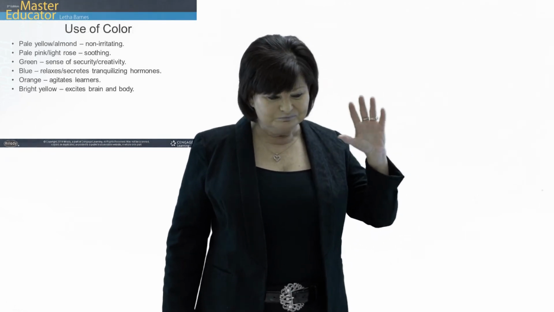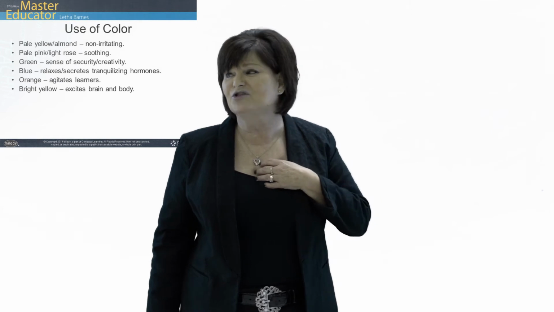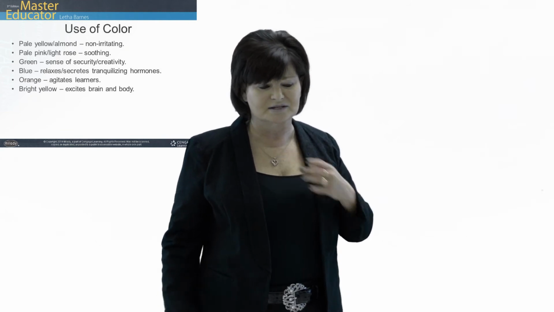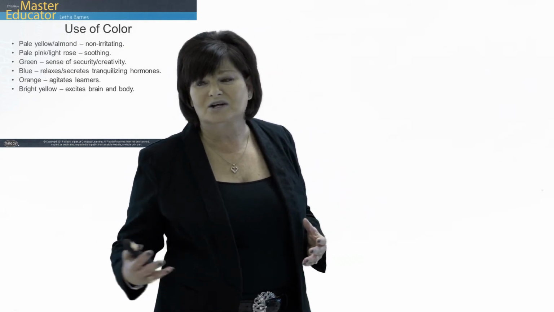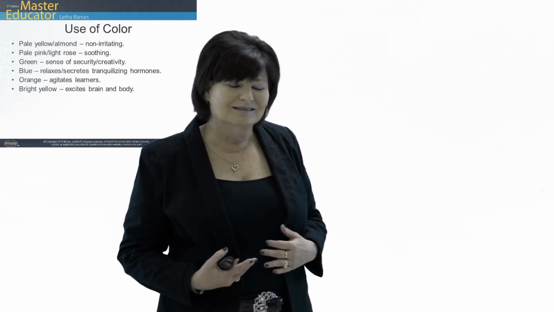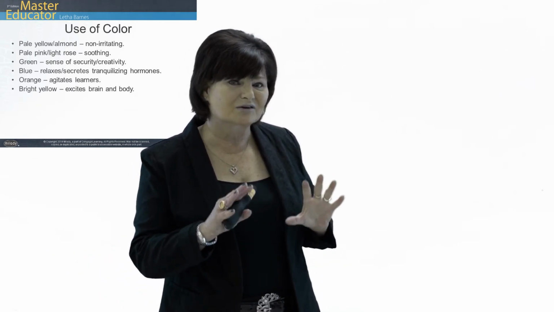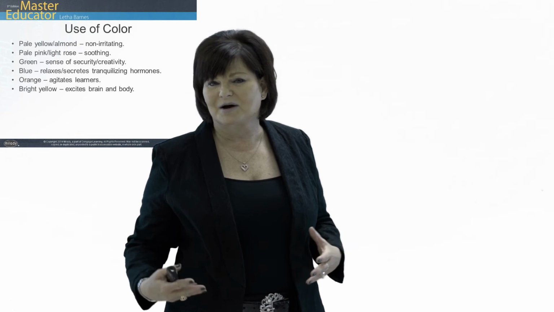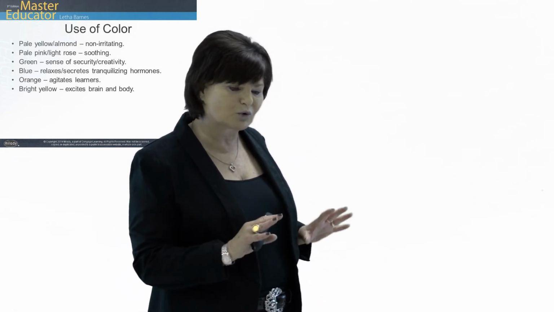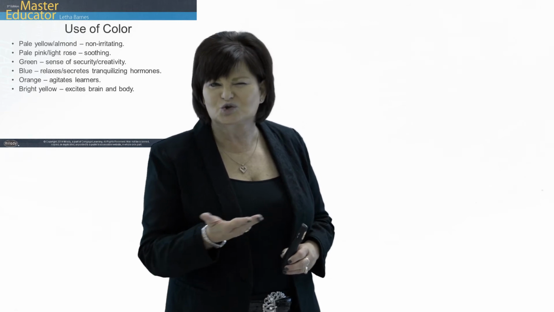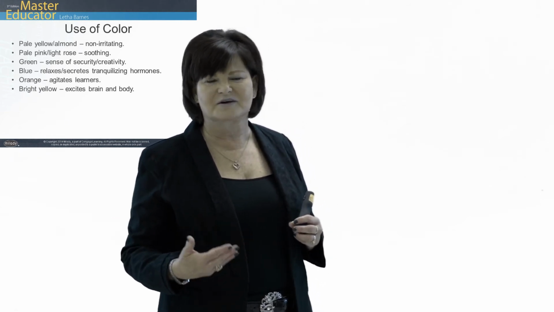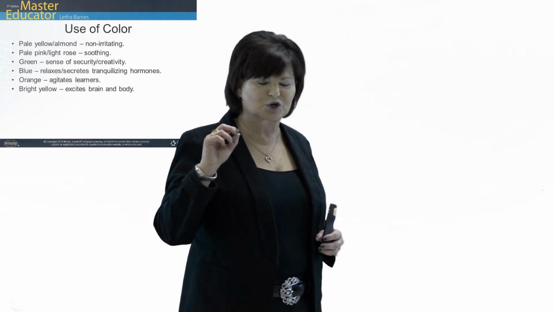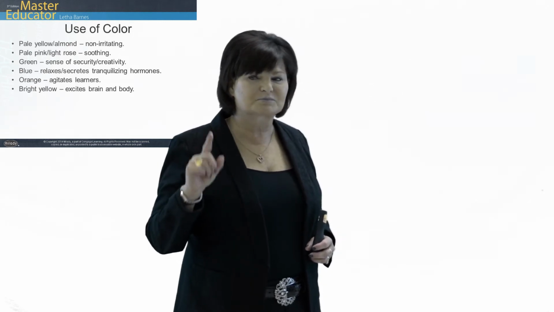We as educators, we understand color. We understand the use of color in our industry, but color in our classroom can make a big difference. Did you know that if you have a lot of pale yellow in your room, that color, pale yellow, and almond colors, that color spectrum, it creates a very non-irritating response in people. Pale pink or a light rose color, that color is very soothing. So think of a spa. Think of some place that's soothing. Green makes people feel secure. The color green sparks creativity.